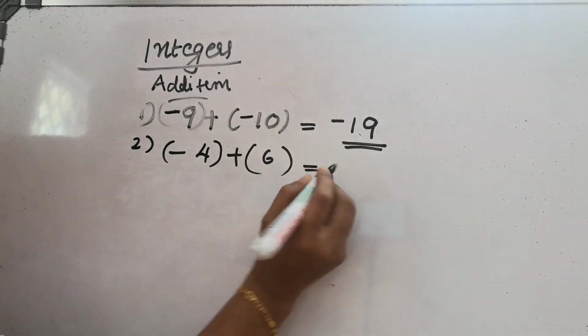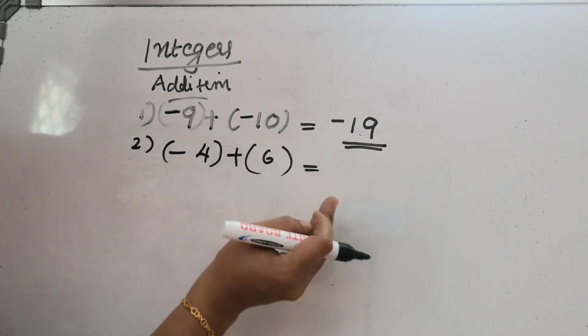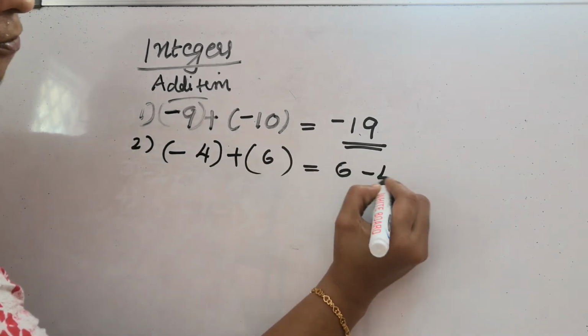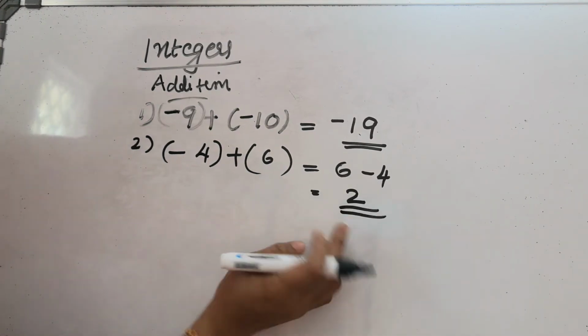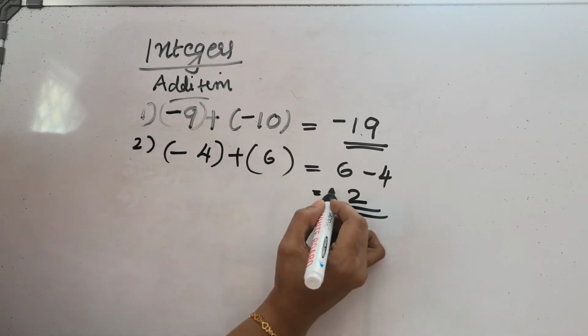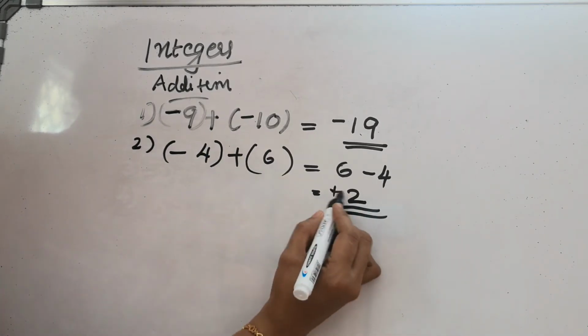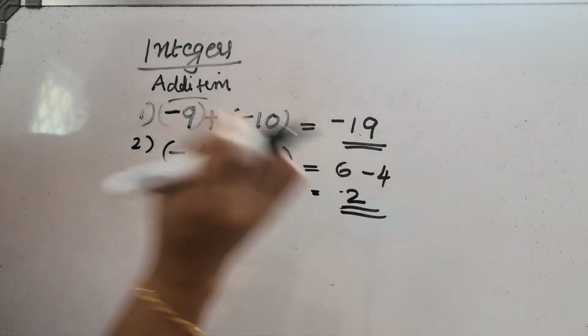So we subtract the small number without using the sign. You just subtract the 4 from 6. 6 minus 4 is equal to 2, and put the sign of the biggest number. Here 6 is the biggest number, so you have to put the positive sign. Without writing the positive sign does not matter, you just write 2 itself.